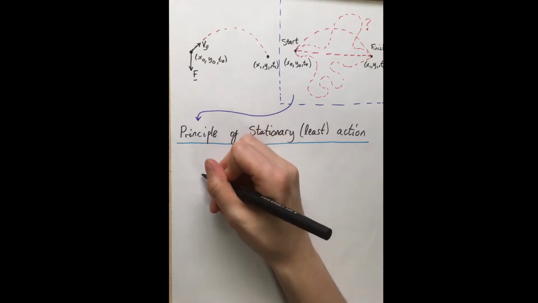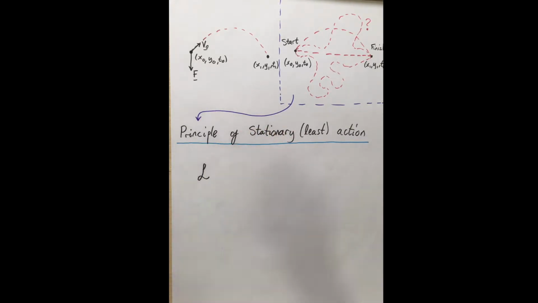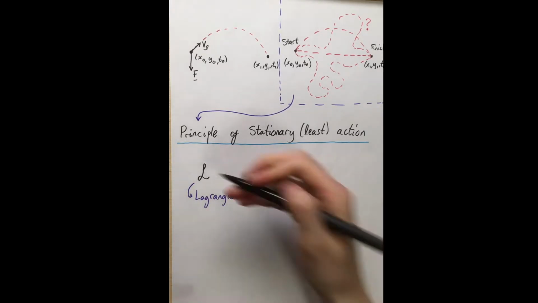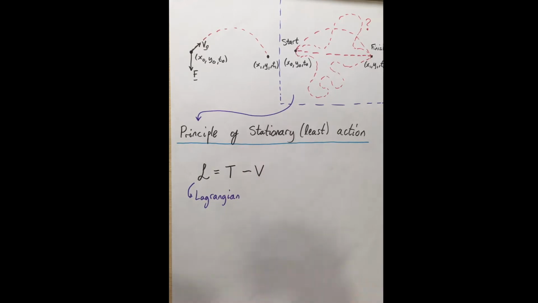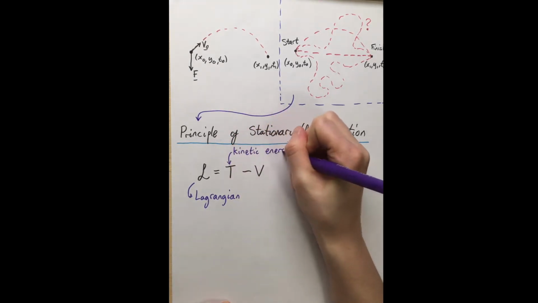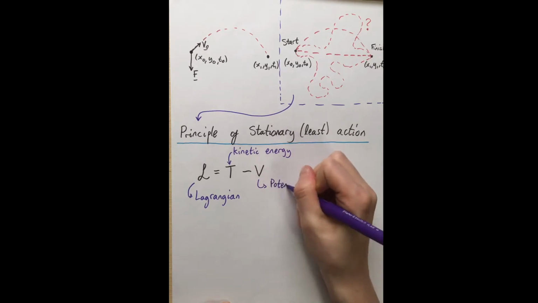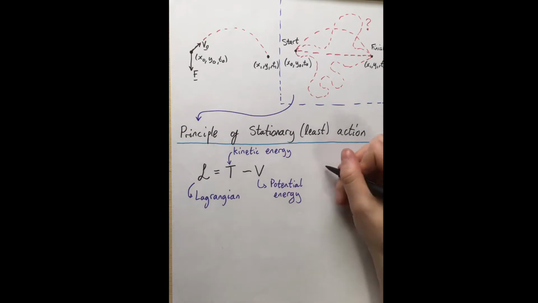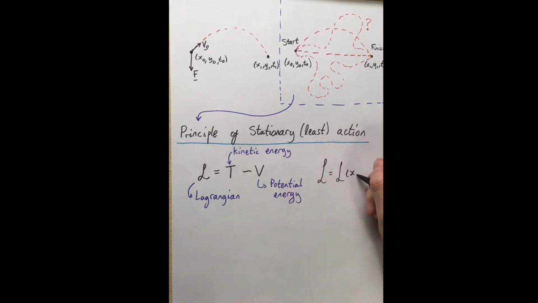There is a mathematical object called the Lagrangian, which contains information about the entire system. In simple systems, the Lagrangian is equal to the kinetic energy minus the potential energy. In more complicated systems, the Lagrangian is just a function of the spatial coordinates and their derivatives.